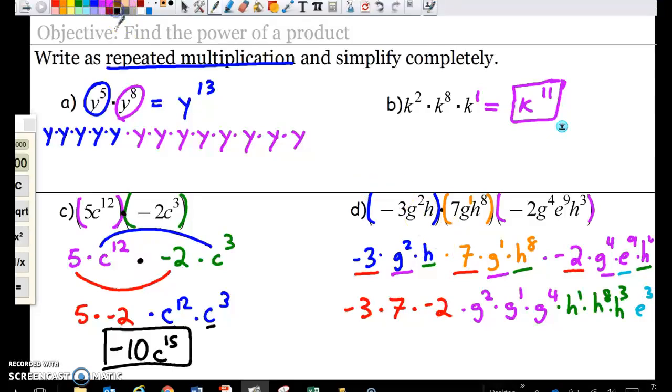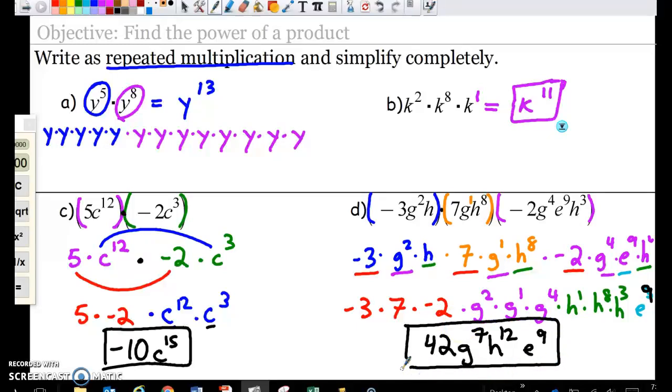And when you have the same base, you add the exponents. When you multiply numbers, you just multiply them together. Negative 3 times 7 is negative 21. Negative 21 times negative 2 is positive 42. A negative times a negative makes it positive. G to the 2nd, 1st, 4th, 2 plus 1 plus 4 is 7, so g to the 7th. H to the 1, 8, 3, that's 12. And e to the 9th. I don't know why I put 3rd there, it's 9. Okay? And that's my final answer for that expression.